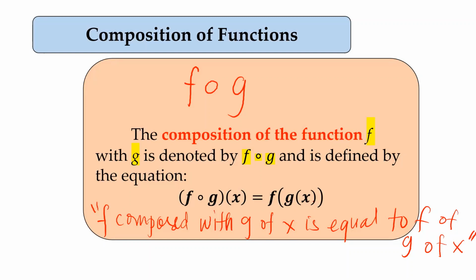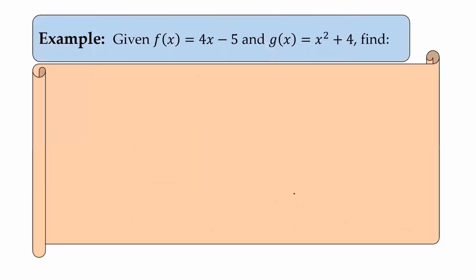All right, let's have an example of how to do this. For example, we are given two functions here. The f of x is equal to 4x minus 5. And then the other function, g of x, is equal to x squared plus 4. So, we will start first. We are asked to have the composition of f composed with g of x.